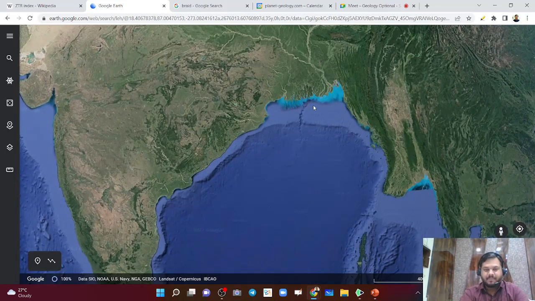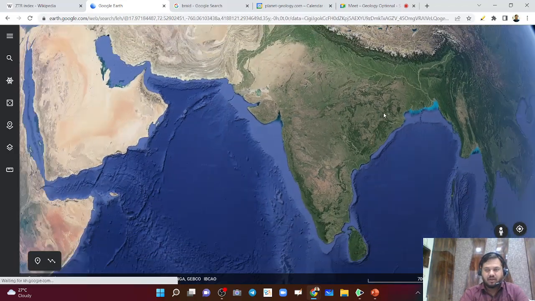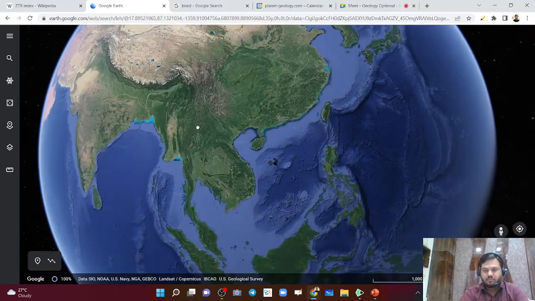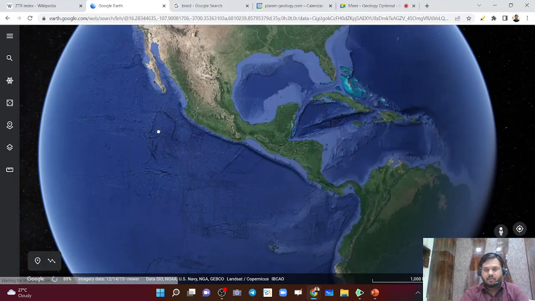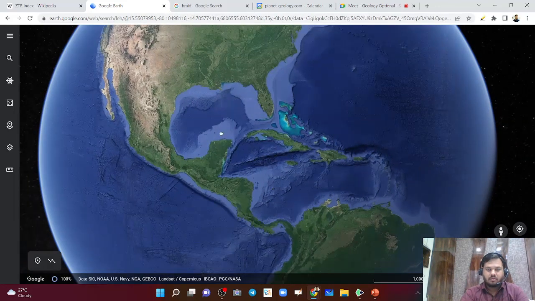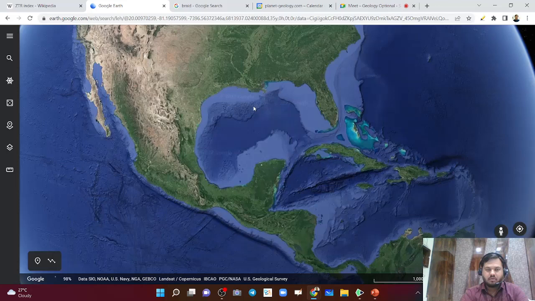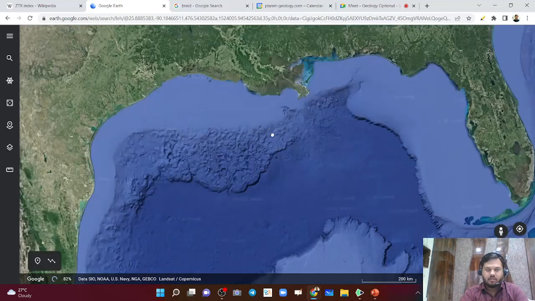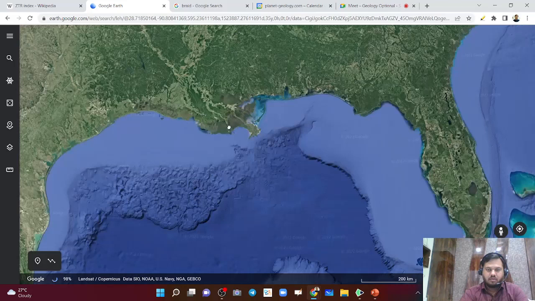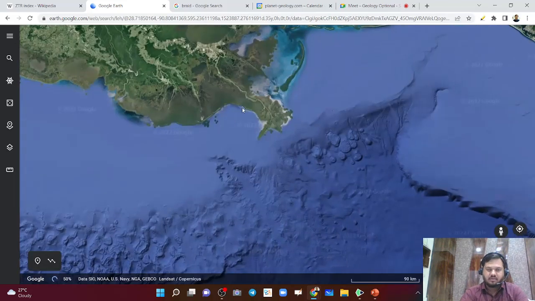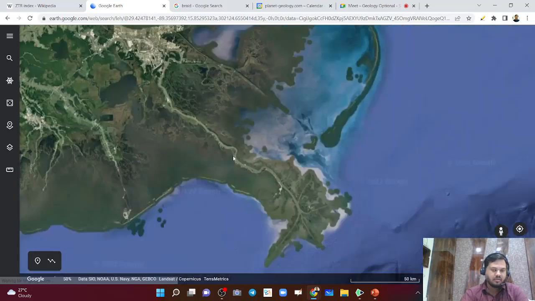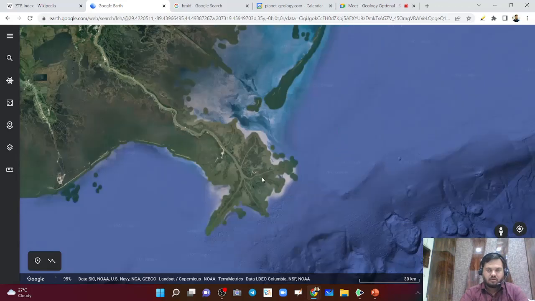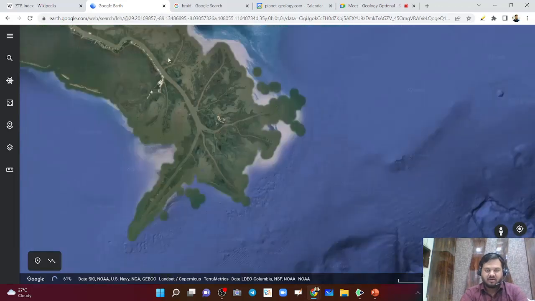There is another type of delta. Let's go to the other part of the globe. Do you know what this is? This is also a delta. Which river delta is this? This is in the US. This is also a river delta, right? This is the Mississippi, yes, very good. This is the Mississippi River, right?